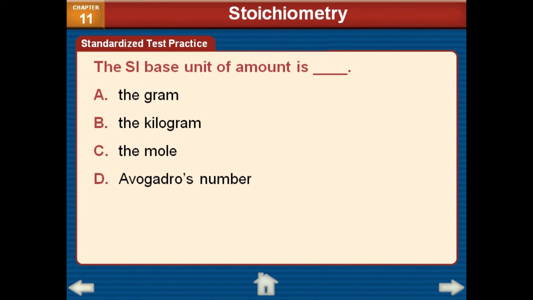The SI base unit of amount is A, the gram, B, the kilogram, C, the mole, or D, Avogadro's number? C, the mole, is the correct answer.